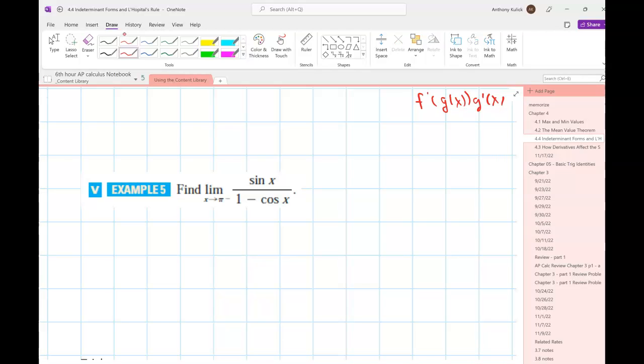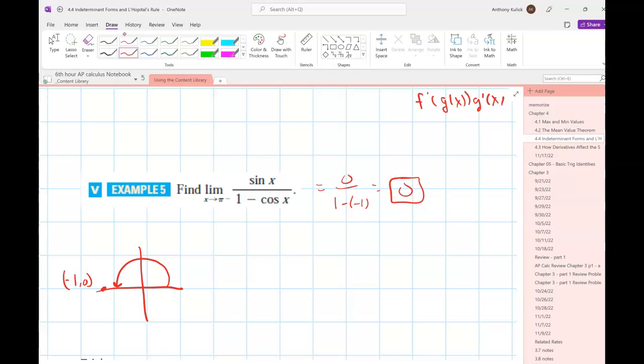All right, so what? L'Hopital this? Sine of pi is? Is that negative? No, that's pi approaching from the left. Okay. And cosine of pi is? -1. So this is... which is 0.